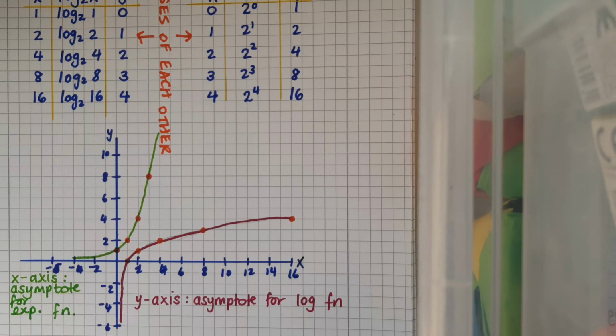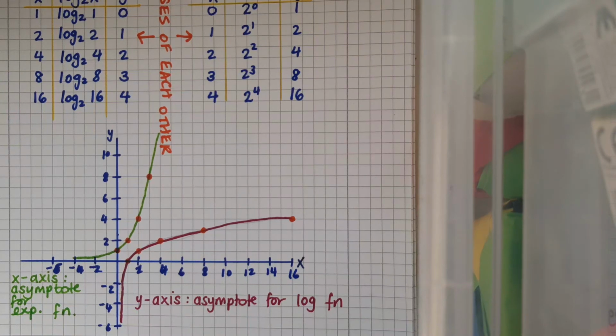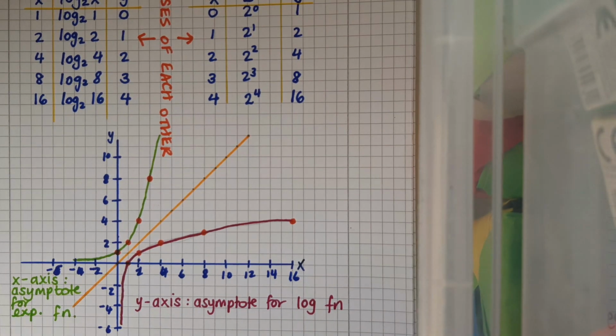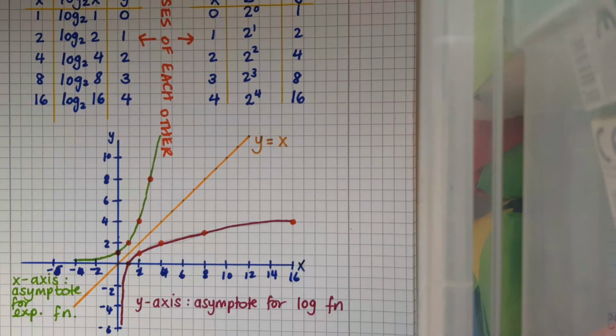So again, even in these features in the diagram, I see how one function is the reverse of the other. And in fact, they're mirror images. And if they're mirror images, well, they must have a line of symmetry between them. And here is that line of symmetry. It's actually the line y equals x.